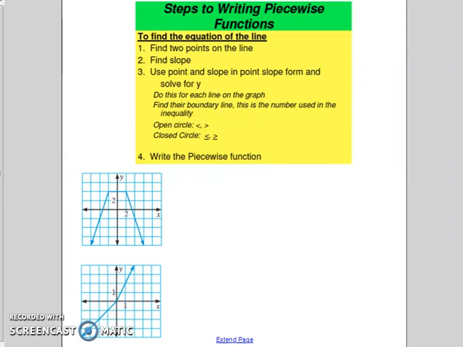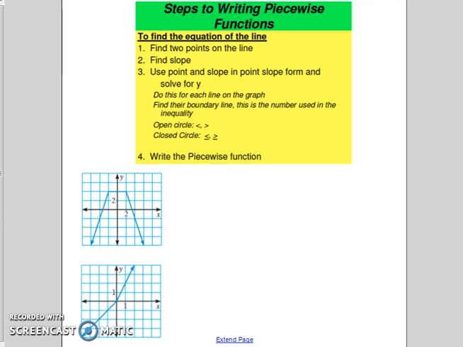The steps to writing our own piecewise function are found in the box. So the first thing that we want to do is we need to find the equation of the line. Remember, the piecewise function is made up of different functions, so we need to find each line, and then we will decide what the domain needs to be, and we'll create our piecewise function.